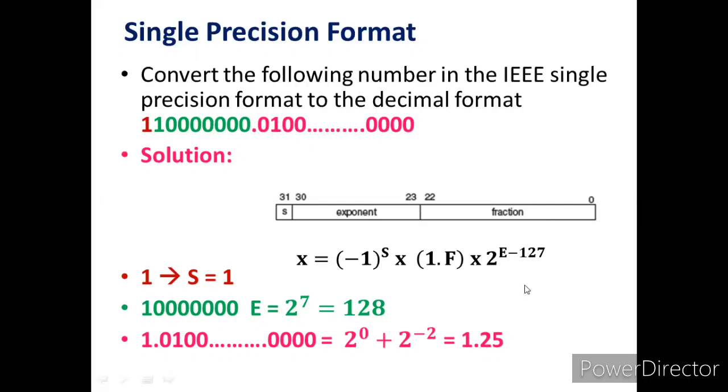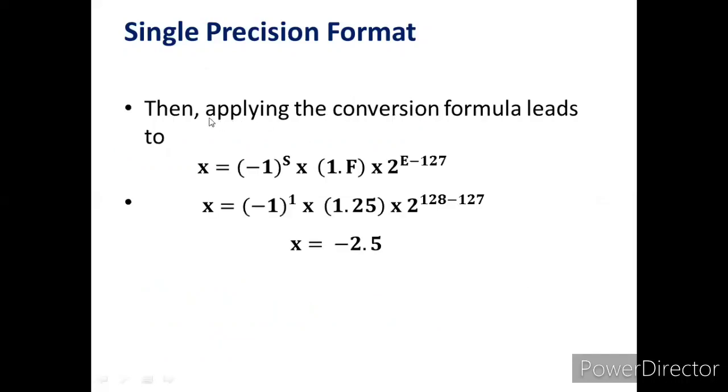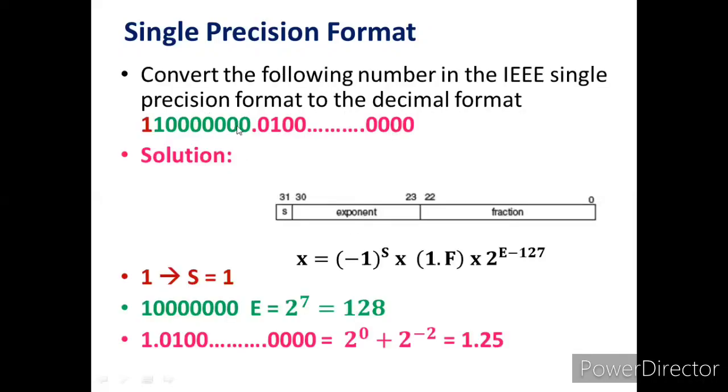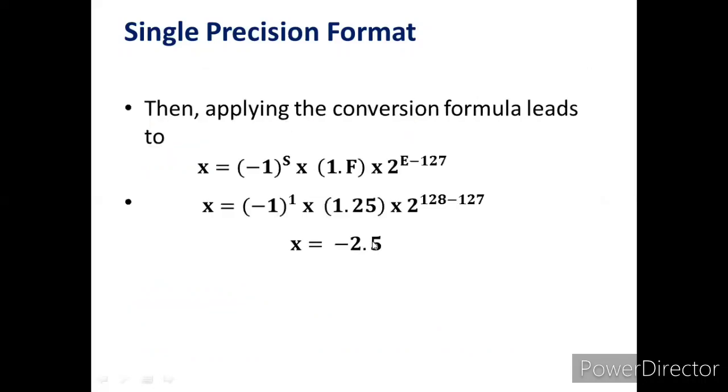Now once you multiply this with the given representation format, we get minus 1 raised to the sign, which is 1, times 1 point F, which is 1.25, times 2 raised to E, where E is 128 minus 127. So we get X as minus 2.5. So the given binary number in the IEEE format is minus 2.5, in single precision format.